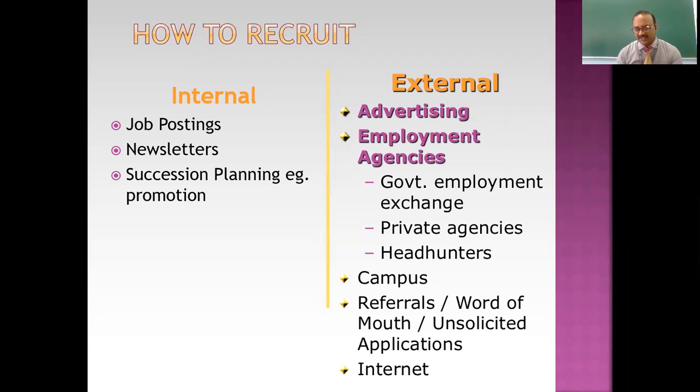But over time, employment exchanges have not been able to successfully give you good candidates. You can always go to HR consulting firms. There are a dozen HR consulting firms, and these firms specialize according to industry. So if you are from a particular industry and you're looking to hire employees for your organization, you can always go to industry-specific employment consultants or industry-specific HR consultants.